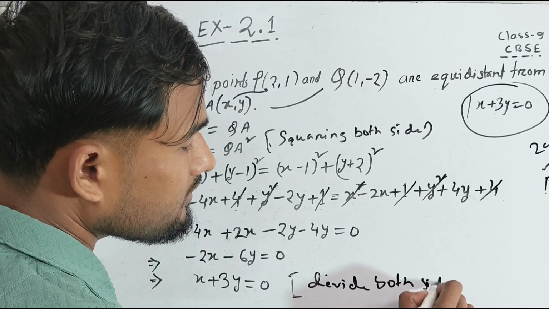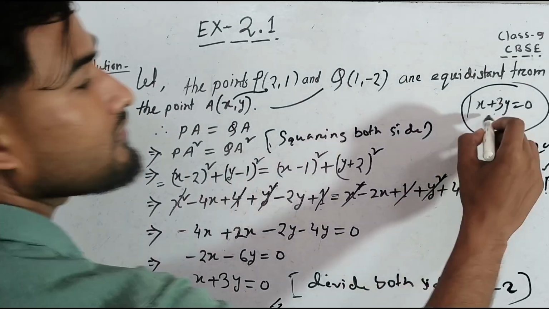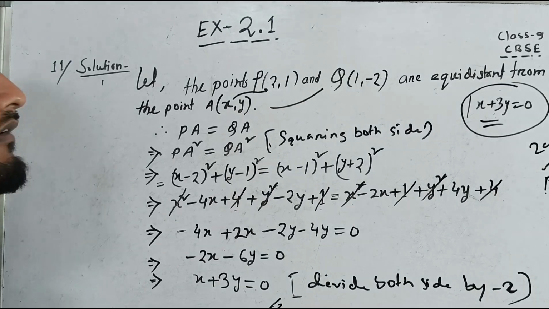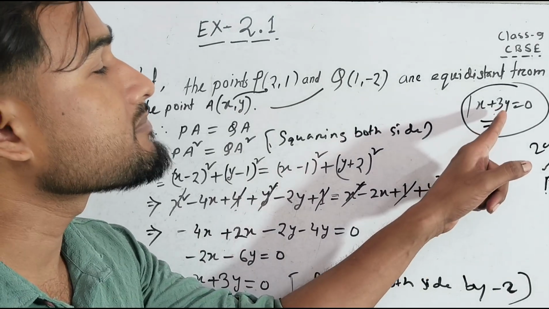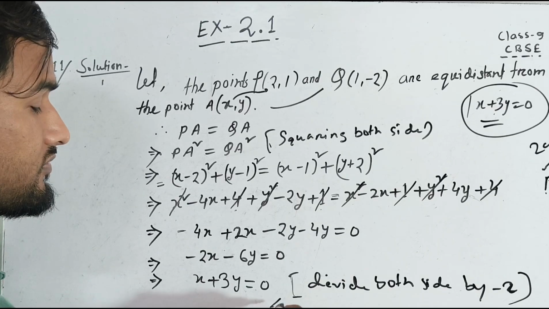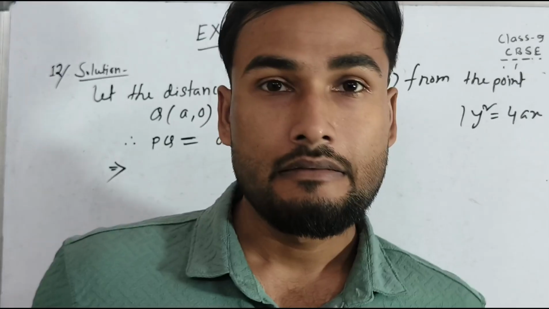Divide both sides by minus 2. And this is the solution. We needed the solution x plus 3y equal to 0. That's why we get x plus 3y equal to 0. This is the solution. Okay, next, let's come to the next.